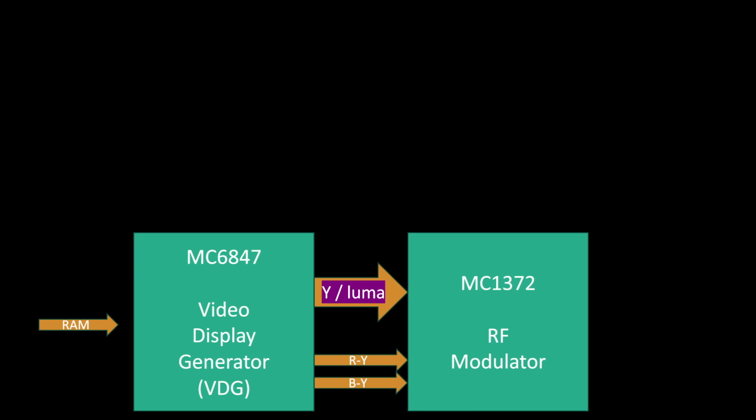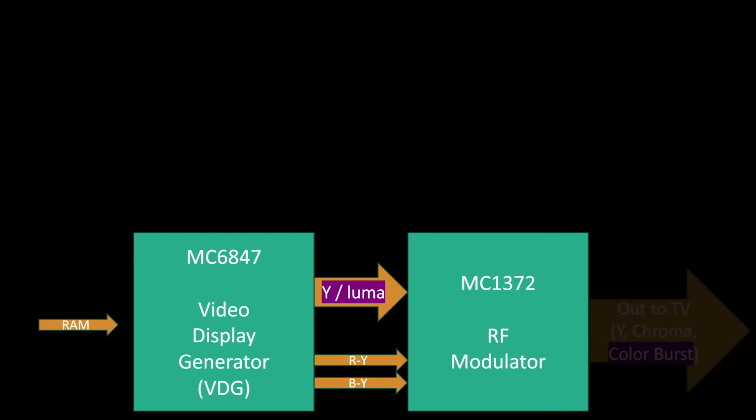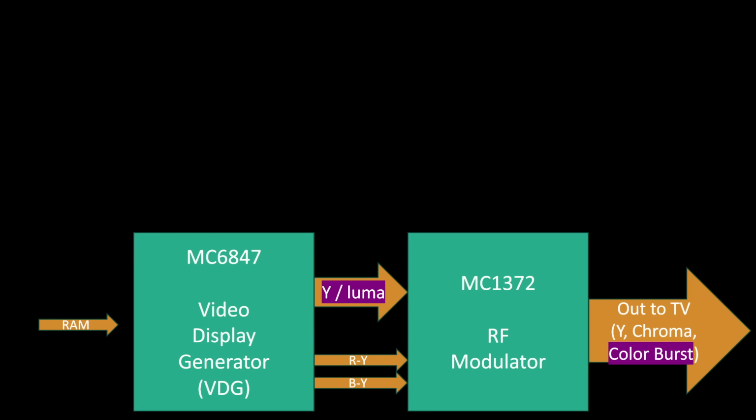To make sense of this, we turn to the hardware design of the TRS-80 Color Computer. The main work is done by this chip, the VDG. It reads the video RAM and generates the luma signal, as well as two intermediate color signals. Those three signals then enter this chip, the RF modulator. Its job is to send all of the TV-compatible signals we've discussed, luma, chroma, and color burst, and modulate them to channel 3 or 4.